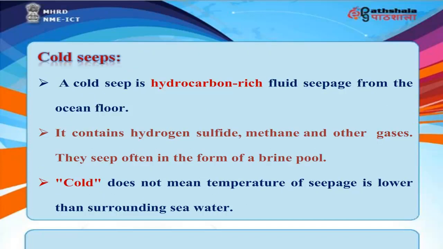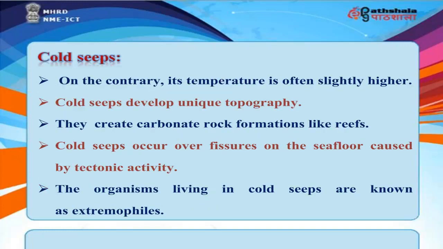Cold seep. A cold seep is hydrocarbon-rich fluid seepage from the ocean floor. It contains hydrogen sulfide, methane, and other gases. They seep often in the form of a brine pool. Cold does not mean the temperature of seepage is lower than surrounding sea water. On the contrary, its temperature is often slightly higher.